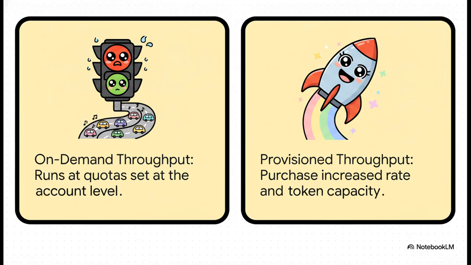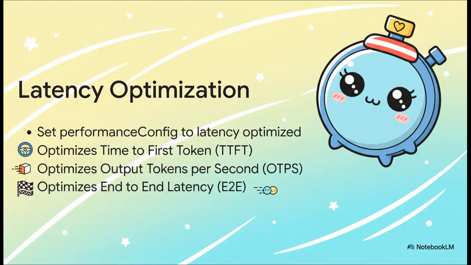That's exactly where provisioned throughput, or PT, comes to the rescue. With PT, you're essentially buying a dedicated fast lane. You get a guaranteed, elevated rate of tokens that won't be impacted by anyone else using the service. Because let's face it, response time is everything. Bedrock has a neat trick for this. Remember that performance config block we saw earlier? If you pass in latency optimized, you are telling the API to route to hardware that prioritizes speed.